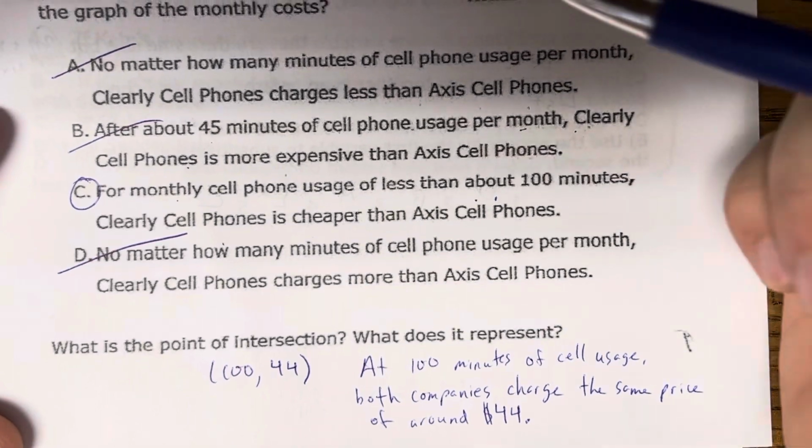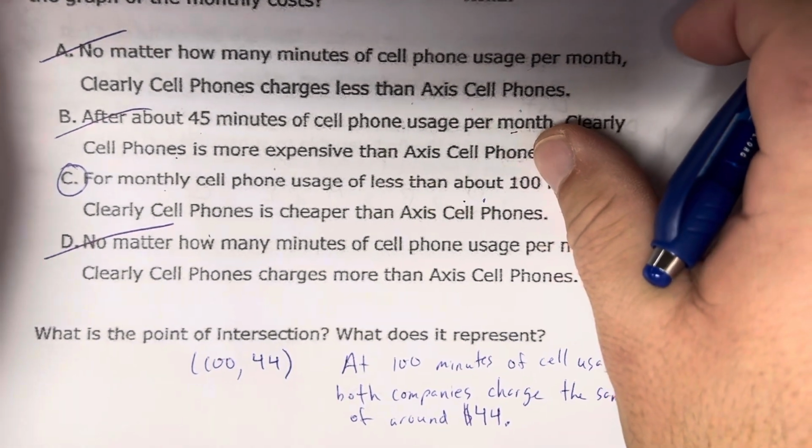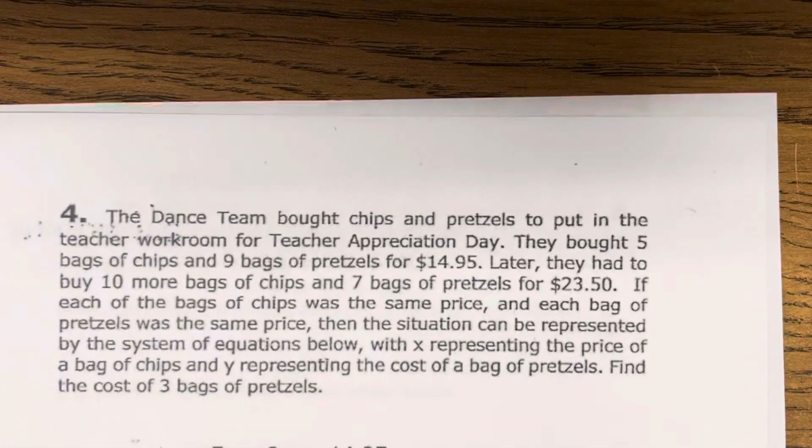And so that's what that point of intersection represents. That's the part where both companies charge the same amount. All right, number 4.